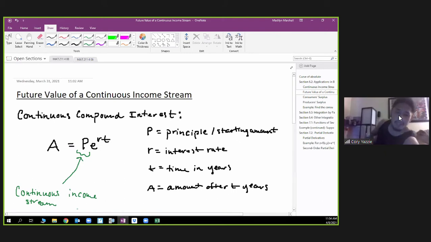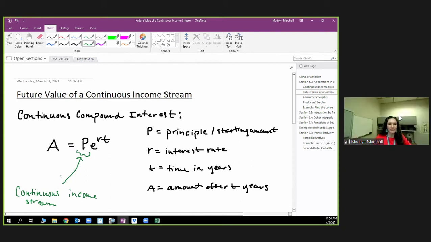Real quick, Madeline, that continuous income, the little bracket, is that supposed to be just on the P, or is that supposed to be the whole equation, the continuous income stream? Just P. Okay, thank you.